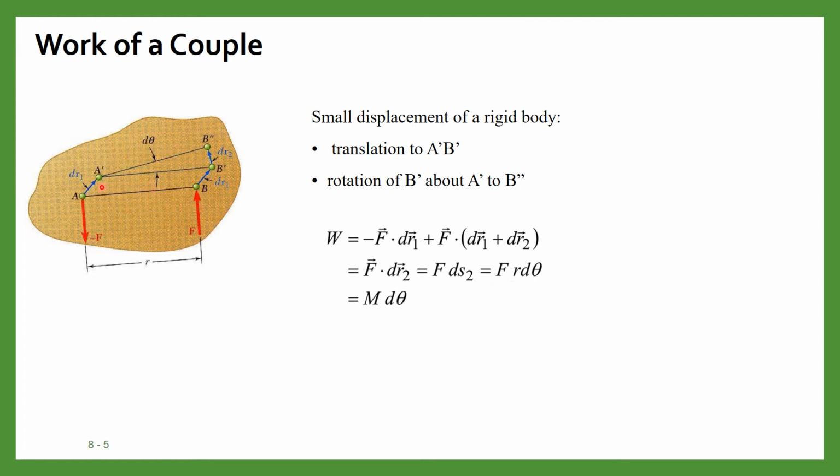If this is the vector r, so this is the distance r and this is angle d theta, then r d theta will be equal to dr2, and F into r is nothing but the moment. So the work from a couple will be equal to the moment into the angular rotation of the body, M d theta. This is very simple. We can calculate the work of a couple by this expression, W is equal to M d theta.